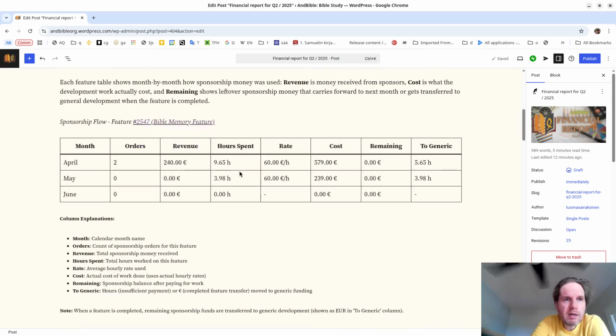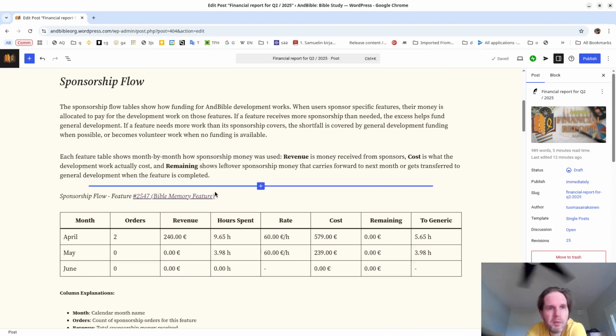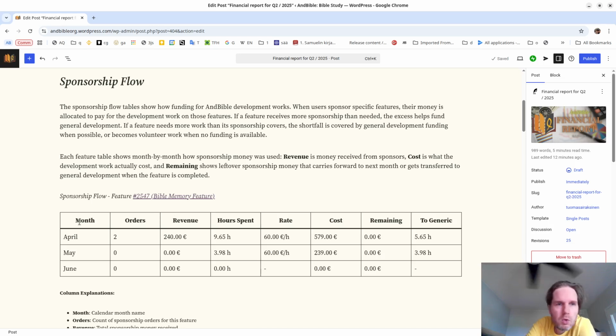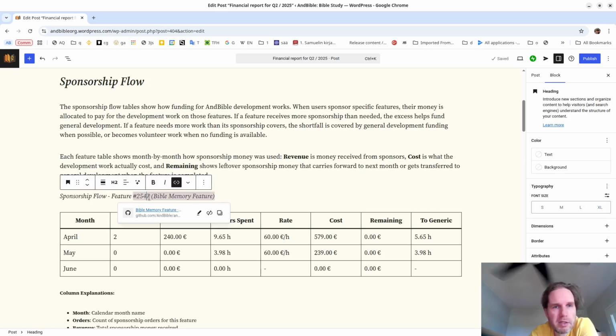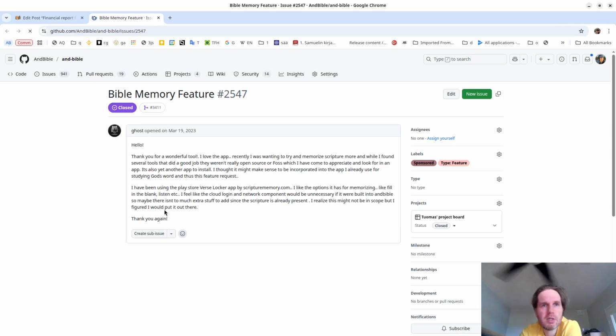So we will start from this sponsorship flow chart, where we go through a specific feature funding. In this case it is this Bible memory feature. Maybe I will open this ticket for you and show you what kind of feature it is.